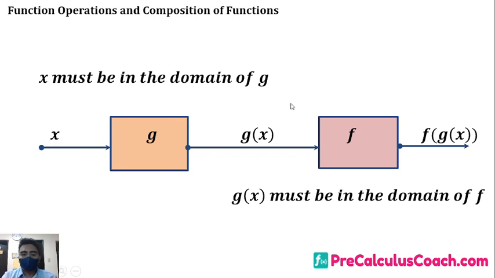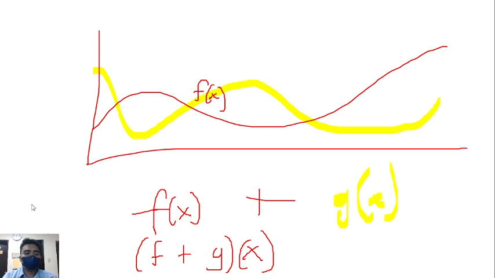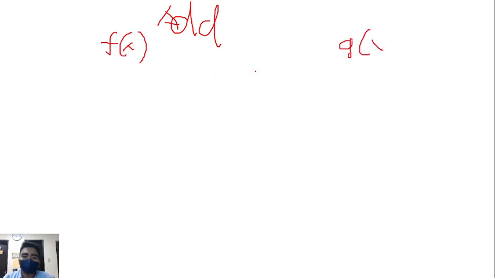Okay, so let's deal with the first operation. What is the first operation? The first operation is addition. Okay po? So let's have a polynomial. Let's try to have f of x. This is your f of x, and this is your g of x.